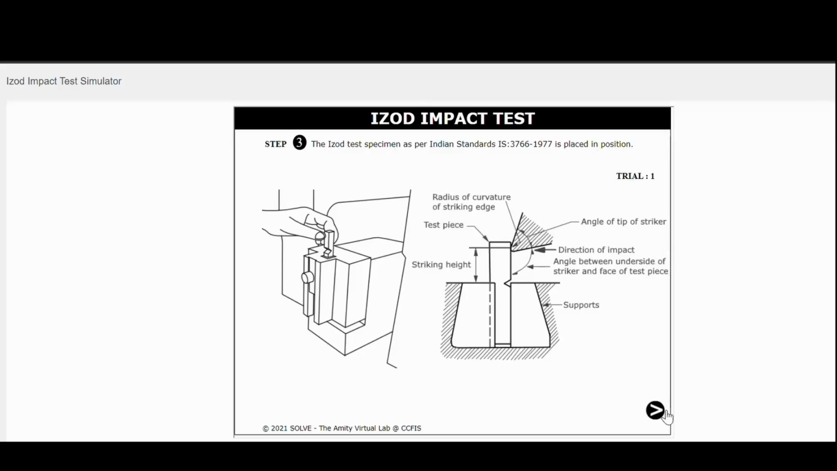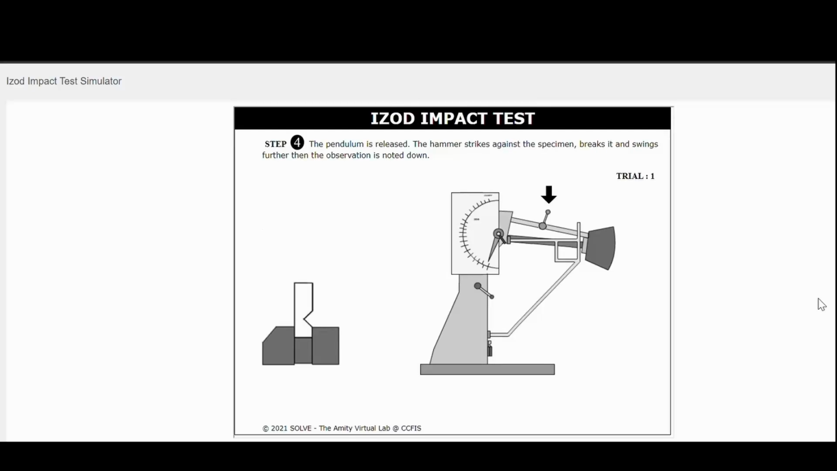Okay, next is step 3. The Izod test specimen as per Indian standard IS 3766-1977 is placed in position. We have the radius of curvature of striking edge, test pitch, striking head, angle of tip of striker, direction of impact, angle between underside of striker and face of test piece, and lastly the support.